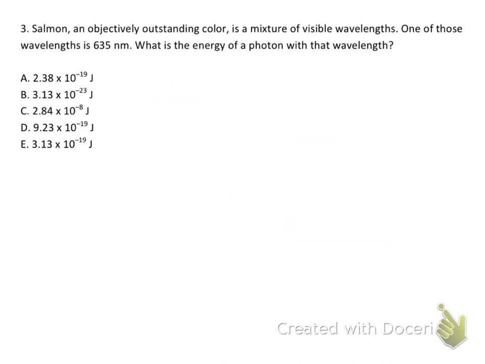This question is about the objectively outstanding color salmon. It's a mixture of different wavelengths, and one of those wavelengths is 635 nanometers, and we want to know what the energy of a photon is with this wavelength. So recall, if we want to relate the energy of photons to the wavelength, we can use the following equation. Energy is equal to Planck's constant times the speed of light, hc, over lambda, the wavelength. Now there's just two quick caveats to insert into here. Recall that the energy needs to be in joules per photon in this equation. Also, recall that our wavelength needs to be in meters. As long as you keep that in mind, you'll be good to go.